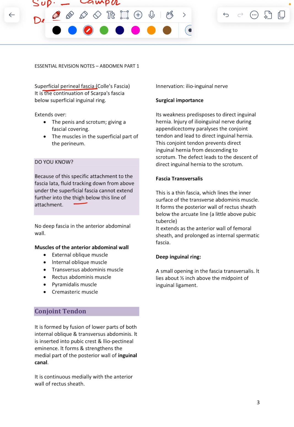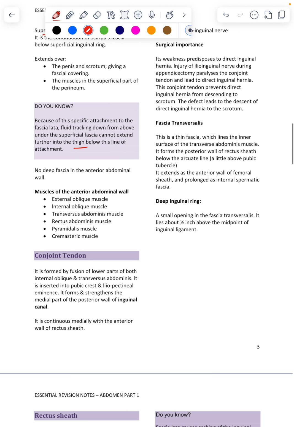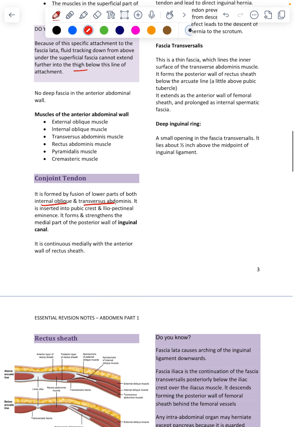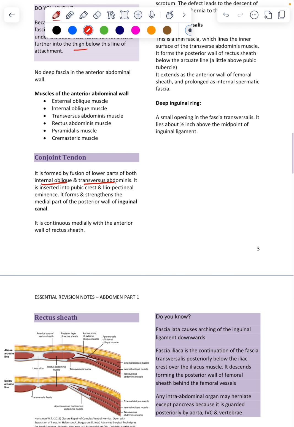Muscles, there is no issue of this: external, internal, transverse abdominis, rectus, pyramidalis, cremaster. The conjoint tendon is formed by the lower parts of the internal oblique and transversus, not external. It is the combination of internal oblique and transversus abdominis. It is inserted into the pubic crest and iliopectineal eminence. It forms the strengthened medial part of the inguinal ligament and continues medially with the anterior wall of the rectus sheath.